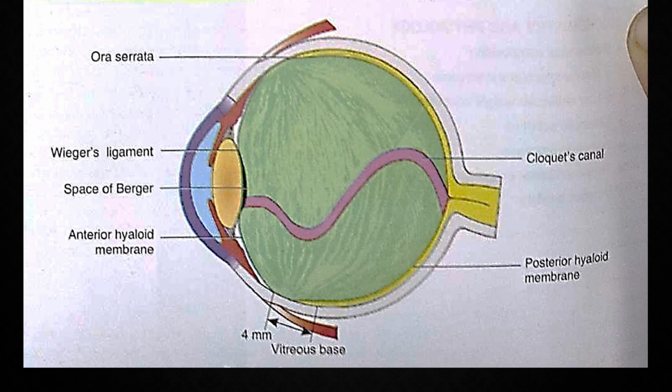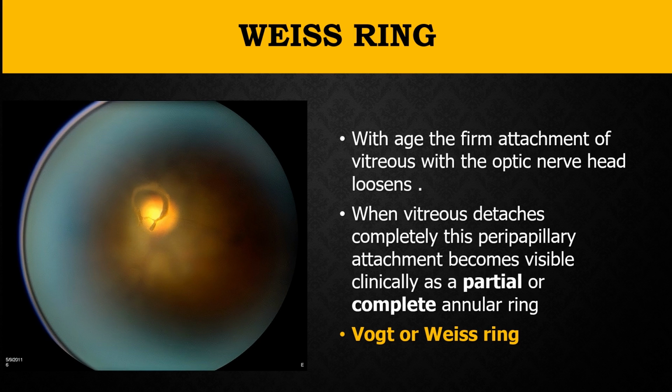Okay. Now, I told you that another area where the vitreous is attached is near the area of the optic nerve head, and another important clinical aspect of this is that with age the vitreous starts detaching from the retina. Okay, and the firm attachment of the vitreous with the optic nerve head will also loosen.